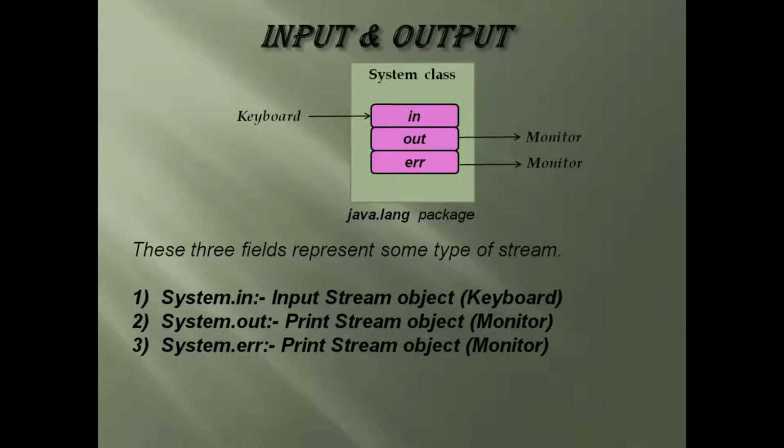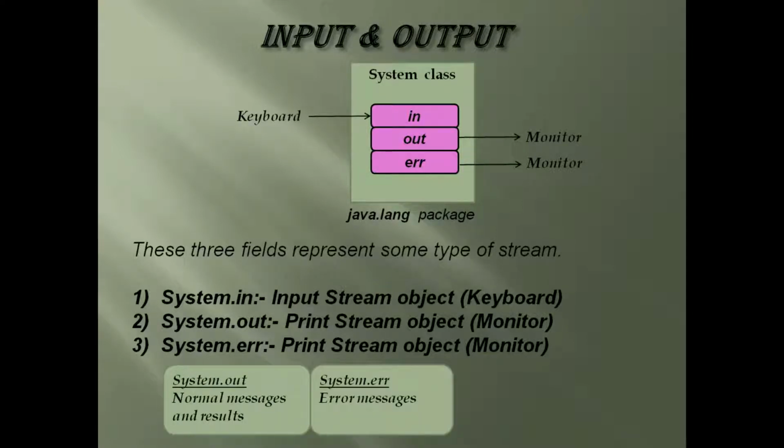So what is the difference between System.out and System.err? System.out is used to display normal messages and results, but System.err is used to display error messages. So this is all about these three fields which are present in the System class. Okay. Now to accept data from the keyboard, we use System.in.